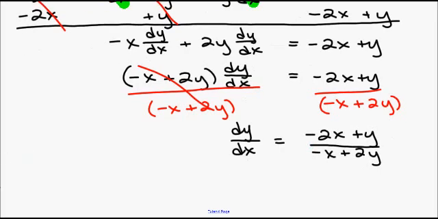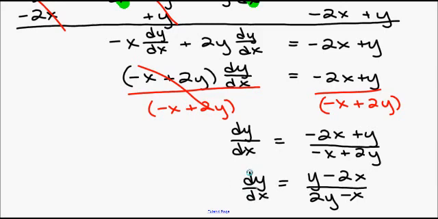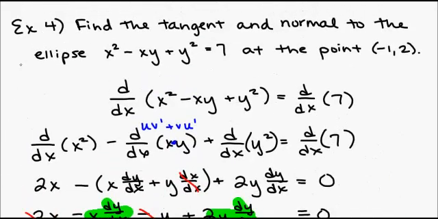You might also write this, if you don't want to have the negatives out in front, you could say y minus 2x over 2y minus x. That would be fine. Okay, so these are the same thing. But this doesn't answer the question. I know that was a lot of work.